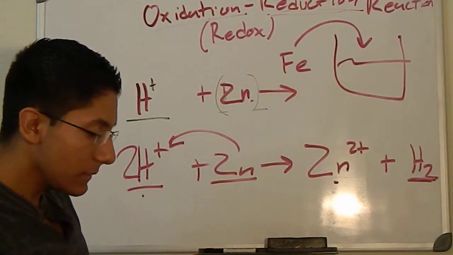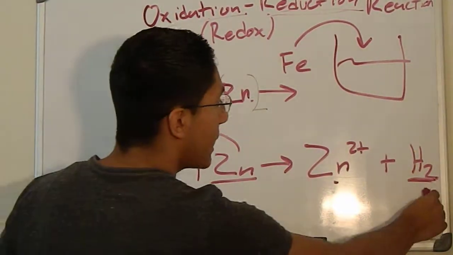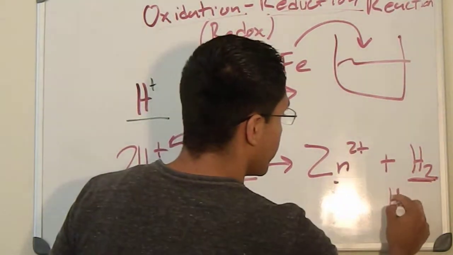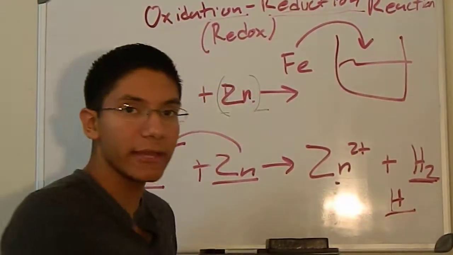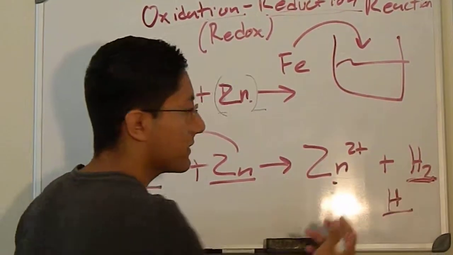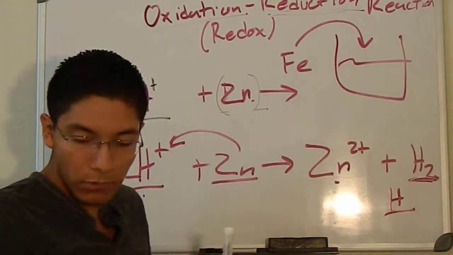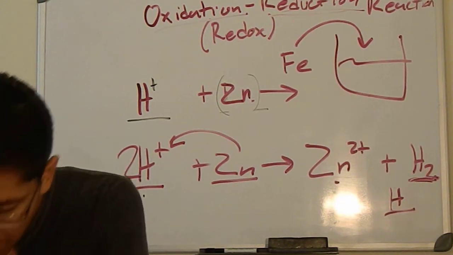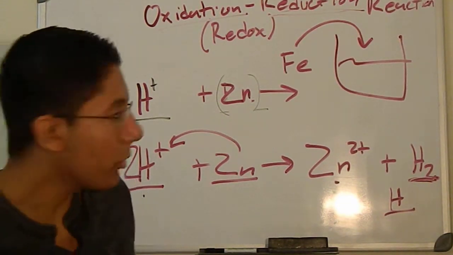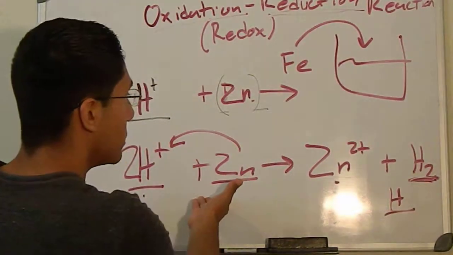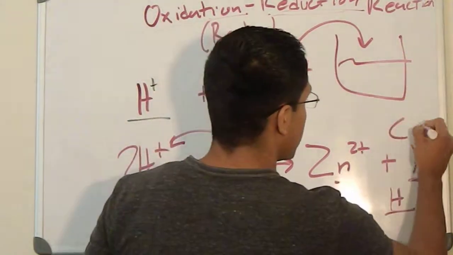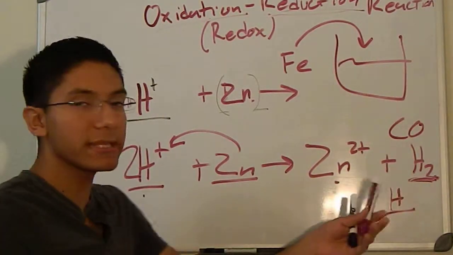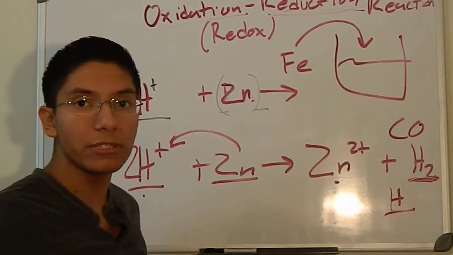In this case, it's hydrogen gas because you're not going to have monatomic hydrogen. You're going to have diatomic. That's just the nature of hydrogen. If it was something else, like cobalt, let's say we put in cobalt, then it would have been just Co. But hydrogen by its nature is diatomic, so it's going to go to H2.